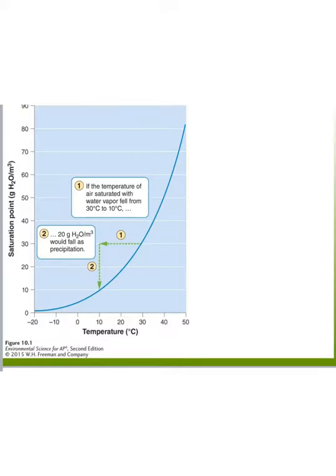So in this figure, you can see the relationship between the temperature of air and its saturation point. When the temperature of air falls, its saturation point decreases, and water vapor condenses into a liquid, like clouds form, and then the precipitation occurs.